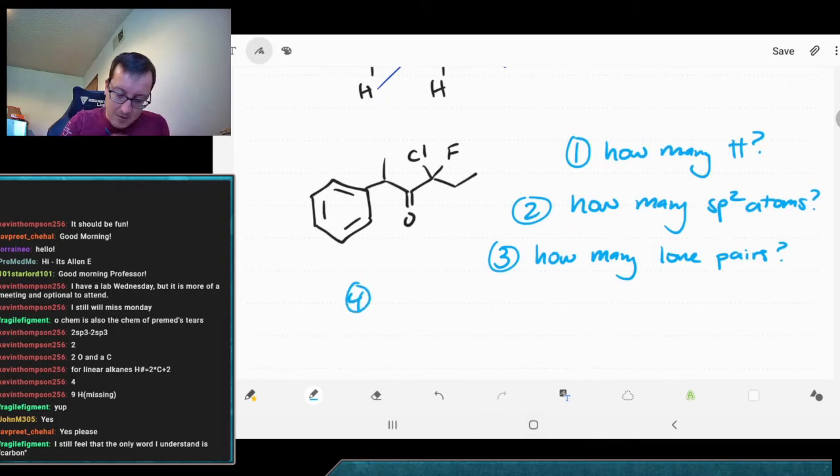So, here's some questions. And number 4, what else can we say about this? How many... How many pi bonds are in the molecule?